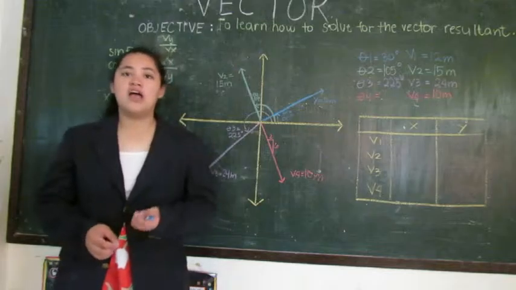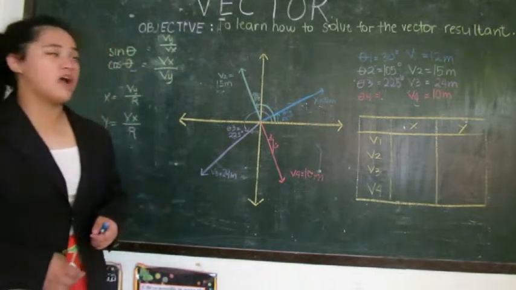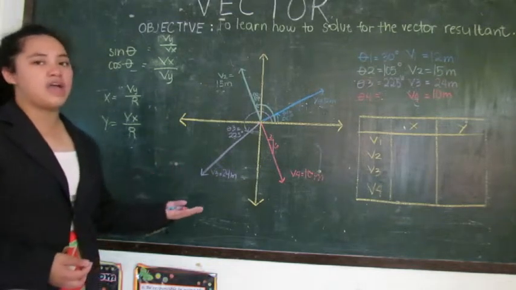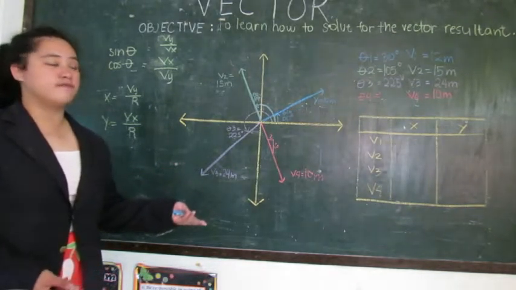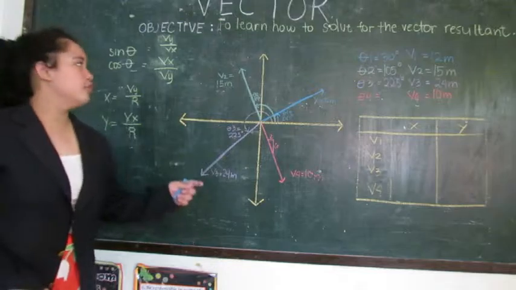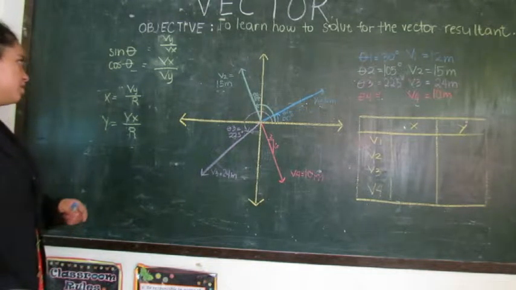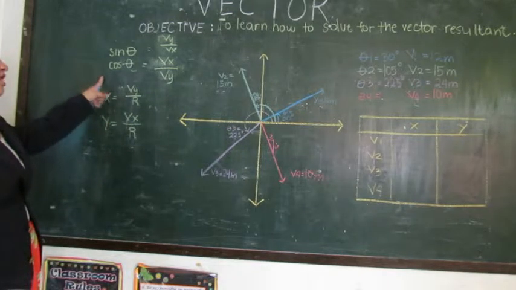Good day, everyone. I am here to discuss how to solve the vector resultant from the given vectors. So we have the figure of what we have to solve. First, we have to know about the sine function and the cosine function. So this is the sine function and the cosine function.